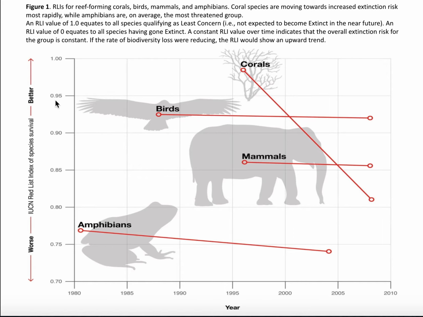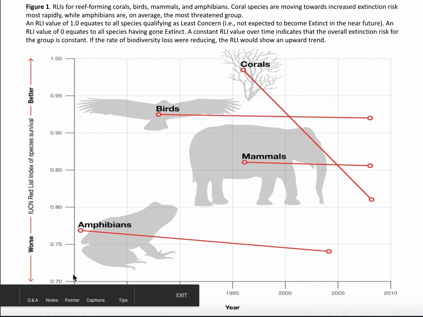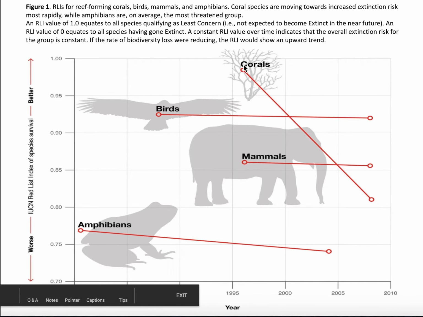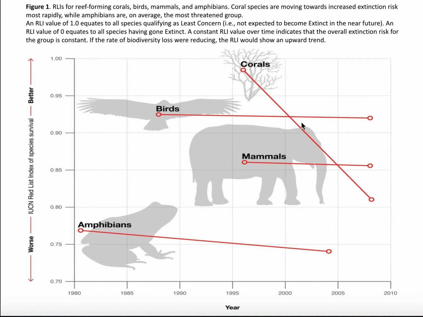which means, and if you see, they're pretty high up here in the species survival level, because an RLI value, which is the Red List Index, of 1.0 equates to least concern. So the higher up you are here, the less of a concern you are, and the lower down you go, the more of a concern you are. So notice that the line for corals went from least concern in 1997, if you come down to the years, to a rapid decrease, and the speed of their line decreasing has made them more and more of a concern for their survival rate.